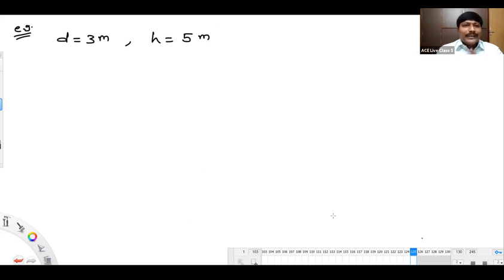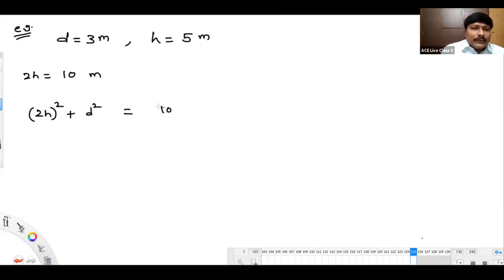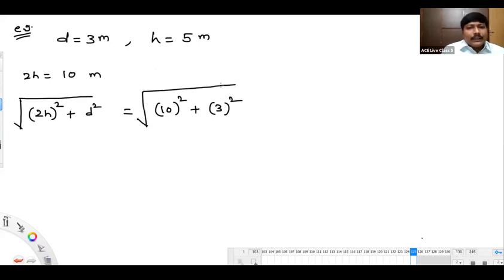Okay, let's do a little calculation. What is the 2h value? 10. What is 2h square plus d square? 2h square means 10 square, d square means 3 square. You take the under root of this. So 100 plus 9, it will be root 109. Tell me please, what is this number? Root 109, how much will it come? It will be 10.44.